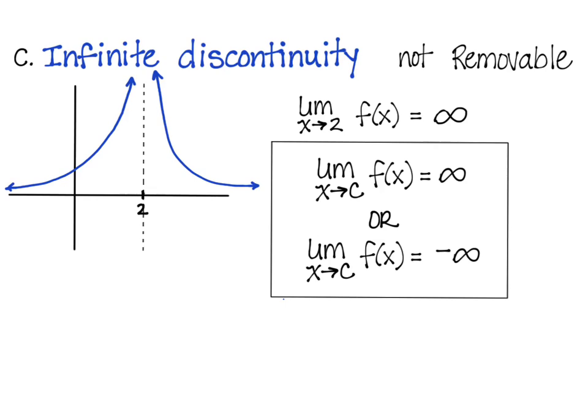Now, infinite discontinuity would be when the limit is either positive infinity or the limit is negative infinity. You can't have one side the limit going up and the other side the limit going down, because then the limit would not exist.